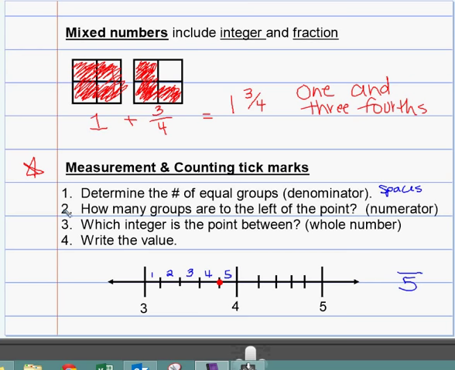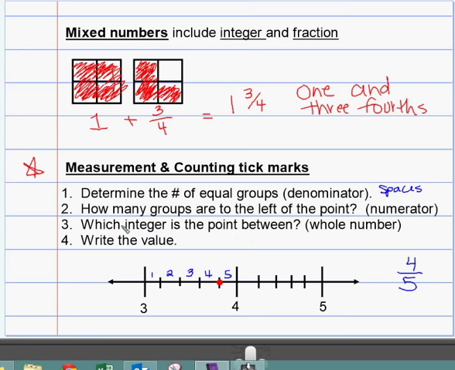Now, step 2, how many groups are to the left of the point? That's going to be your numerator. So how many groups are to the left? There's 1, 2, 3, 4. So that's our numerator, 4. Step 3, which integer is the point between? Okay, so the point lives between 3 and 4, right?